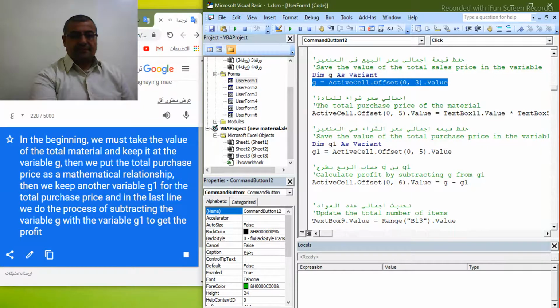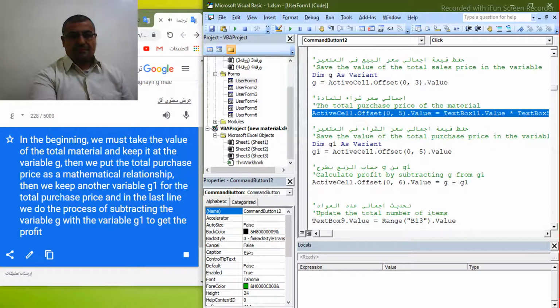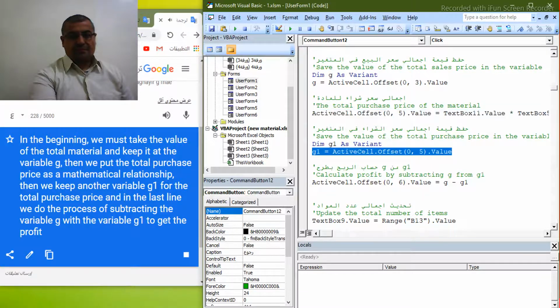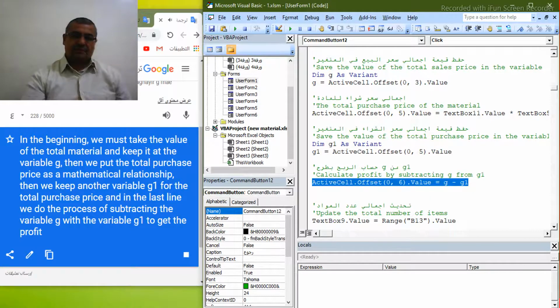In the beginning, we must take the value of the total material and keep it in the variable g. Then we put the mathematical relationship for the total purchase price, and keep it in another variable g1. In the last line we do a subtraction, variable g minus variable g1, to get the profit.